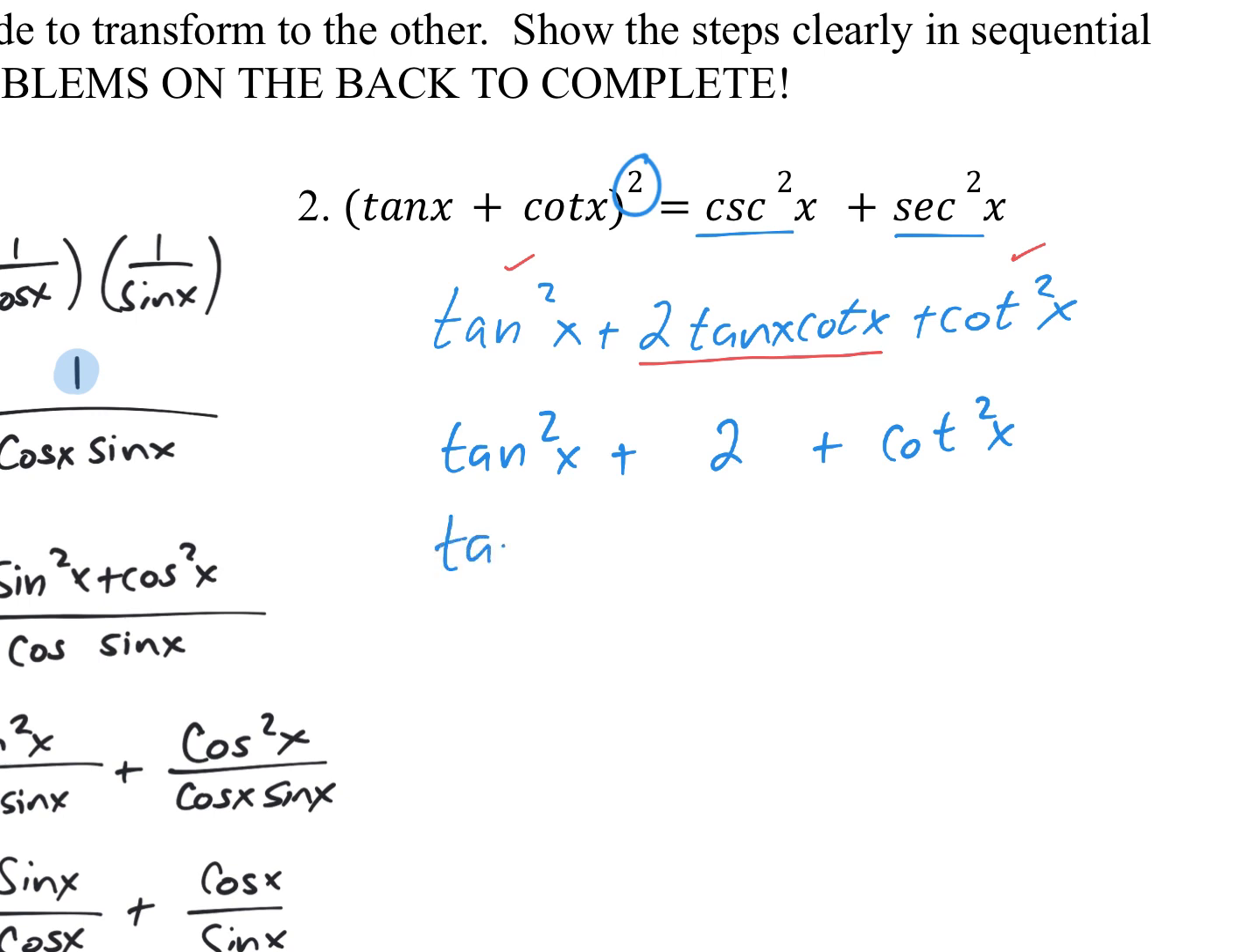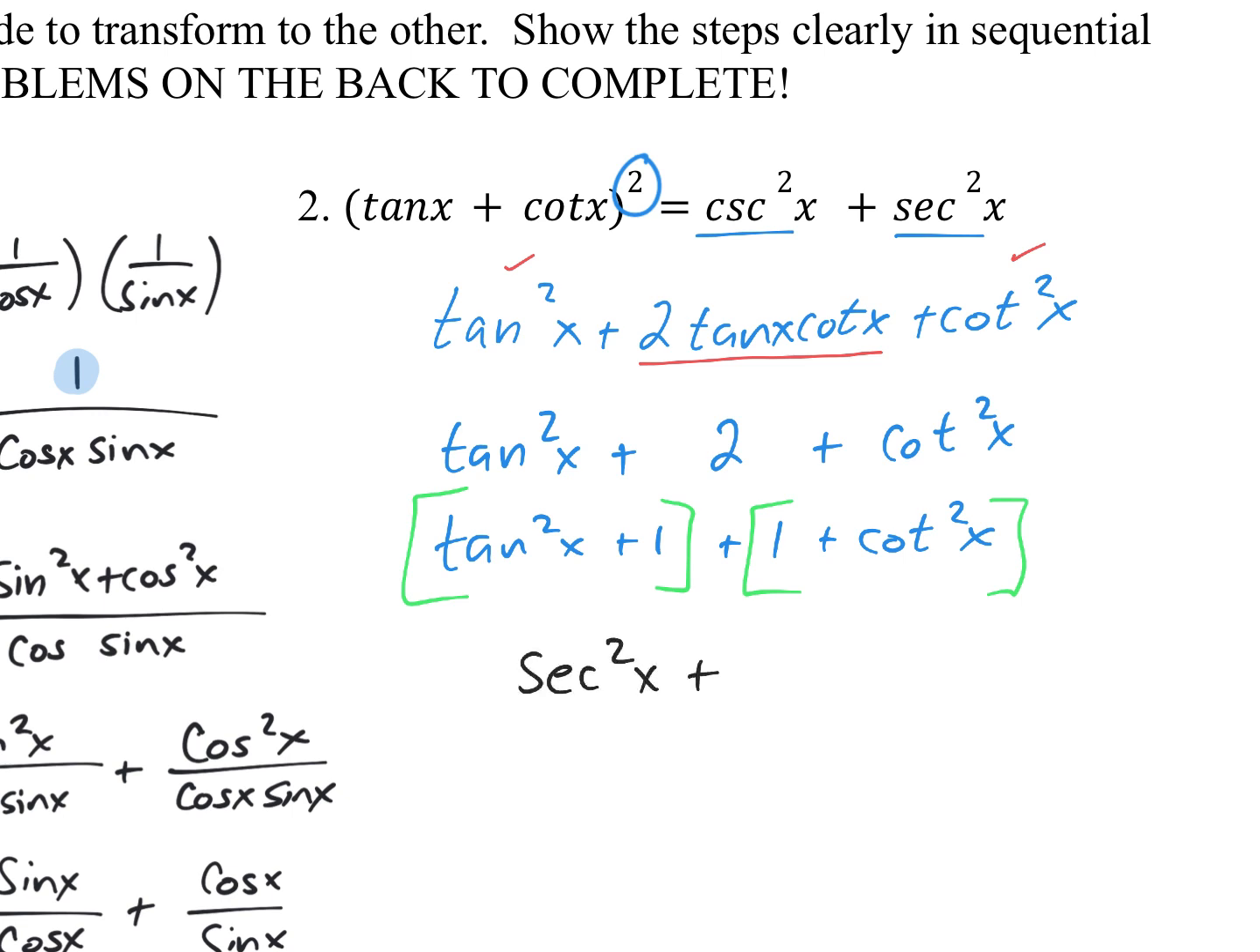So if I were to split up this 1, I've created 2 different Pythagorean identities. Tangent squared plus 1 is secant squared x, and 1 plus cotangent squared is cosecant squared x. Well, that's where we were headed from the start.